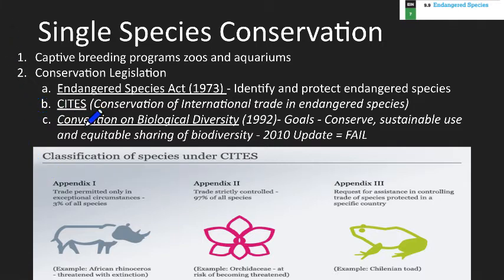The last thing that we've done for laws is the Convention on Biological Diversity. The goals were to conserve, sustainable use, and equity of sharing of biodiversity across nations, and the 2010 update is that it kind of failed. It wasn't really well followed by the key countries that had put this in place.